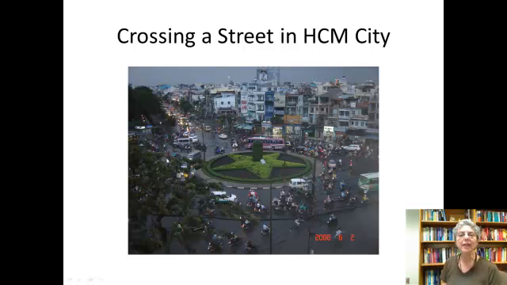The interesting thing is I walked down to a traffic light and the light turned red and the cars stopped, but the motorbikes kept going. So I didn't know what to do. Then I waited and watched a person who lives there cross the street. What that person did was slowly step out into the street. The motorbikes went around them. They got to the middle, looked the other way, keeping eye contact with the motorbikes, and slowly walked across.